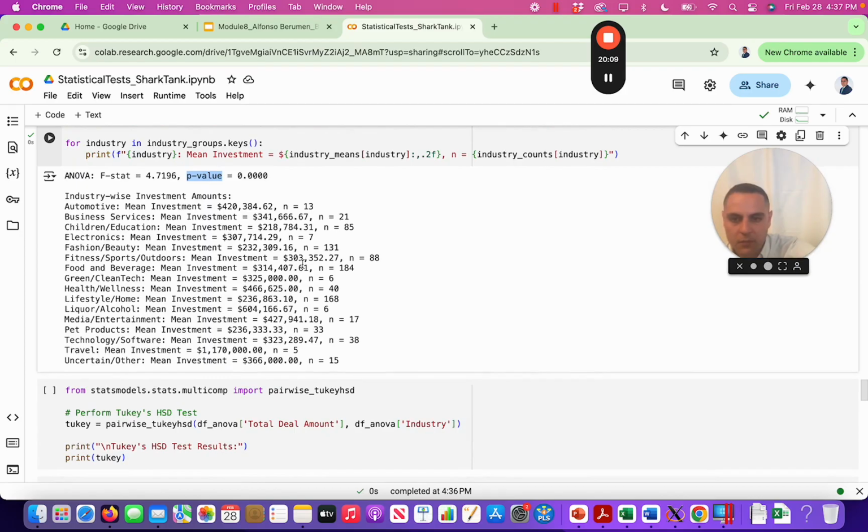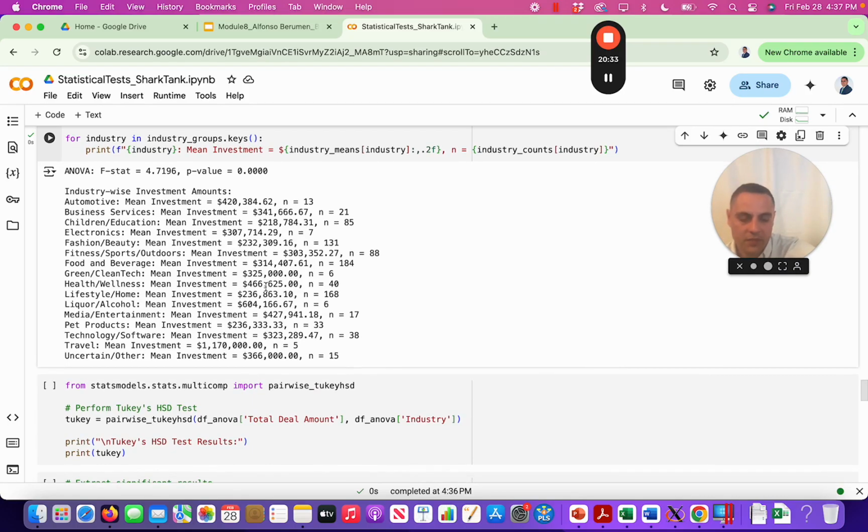Well, okay, there's differences. We can see, automotive, this is the average deal amount, 420,000. Business services, 341,000, 218,000, 307. So obviously there are differences. But which of these pairs, in terms of industries, are different?